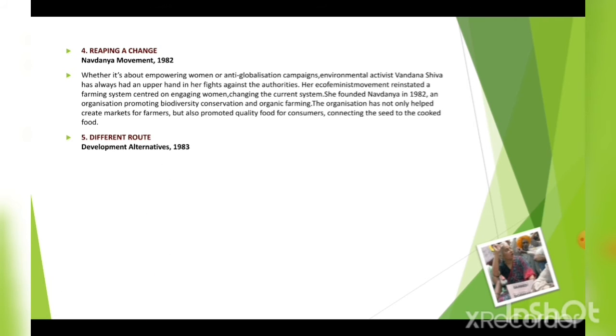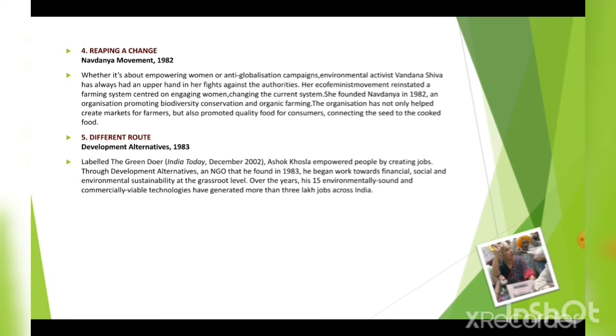Development Alternatives, 1983, labeled the Green Duo. Ashok Khosla empowered people by creating jobs through Development Alternatives, an NGO that he founded in 1983. He began work towards financial, social, and environmental sustainability at a grassroots level. Over the years, his 15 environmentally sound and commercially viable technologies have generated more than 3 lakh jobs across India.